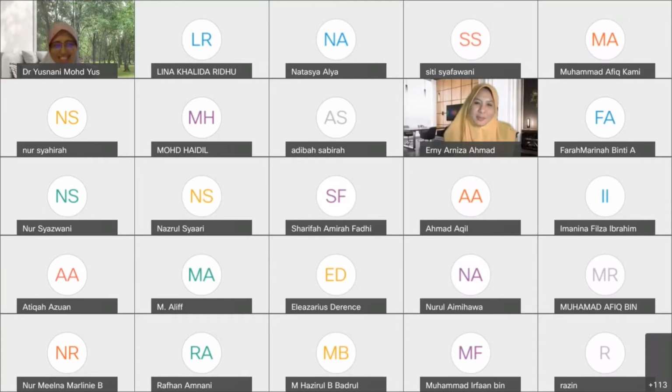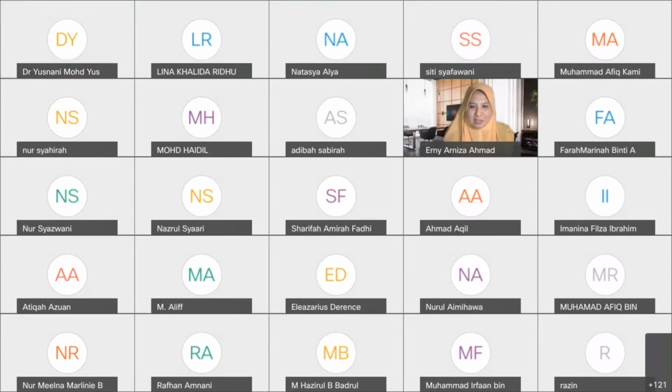So let's make it an unofficial session, sesi yang santai-santai, because I have a lot of things to share about ODL, especially on the experience. So we share the experience. Basically, this is not a lecture session. It's not a seminar session, but for me, it is more like a sharing session, so that we share our experience as academicians and also as students. Should you have any question, you may always ask through the chat area, or just unmute your microphone and ask the question.